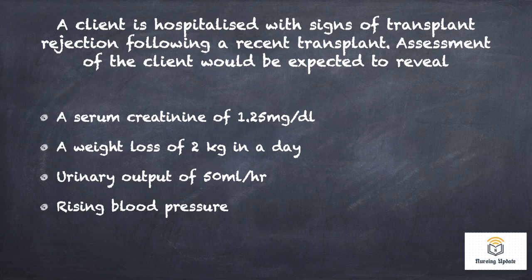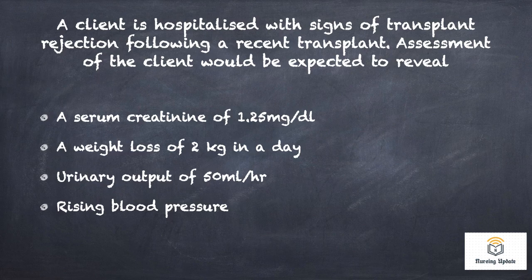So which of the following signs are revealed? What is the sign we can expect in the patient? Option A, serum creatinine of 1.25 milligram per deciliter, a weight loss of 2 kg in a day, urinary output of 50 ml per hour, and rising blood pressure. What is the normal serum creatinine value? Usually 1.25 is acceptable. So option A would not be the answer.